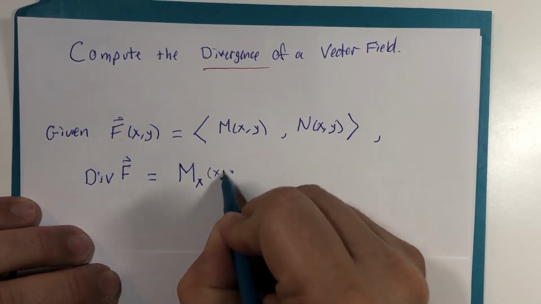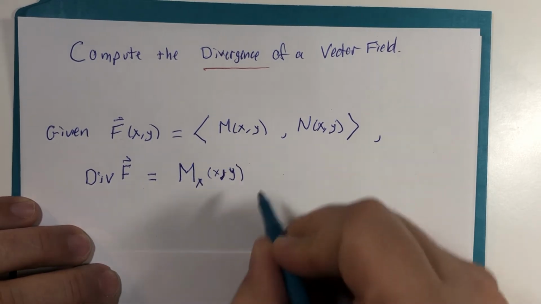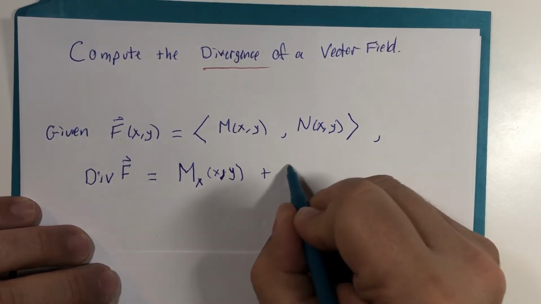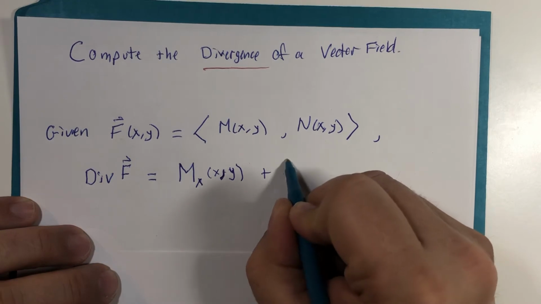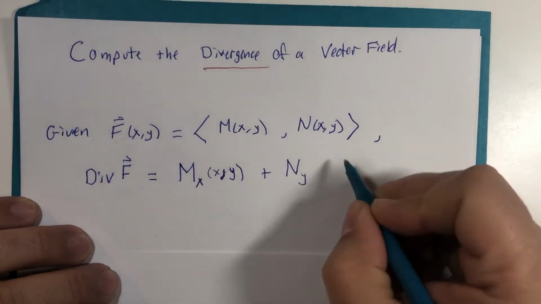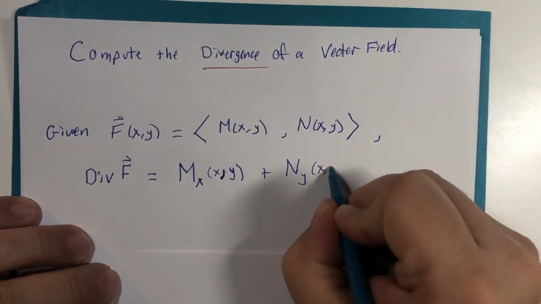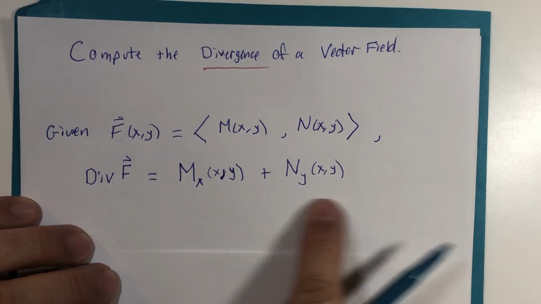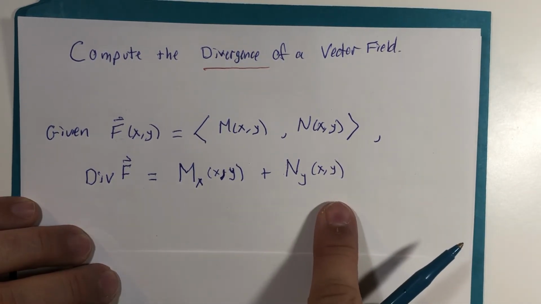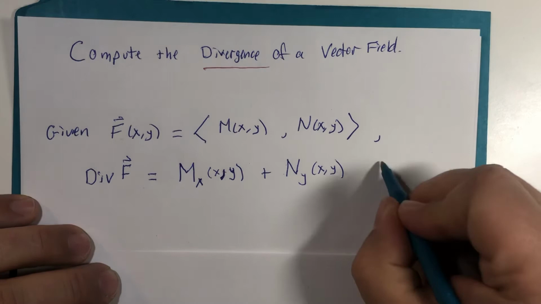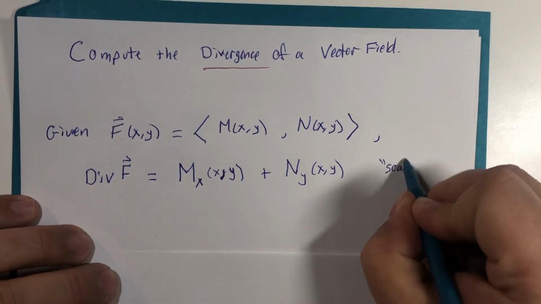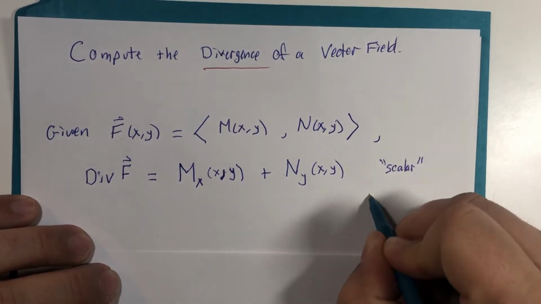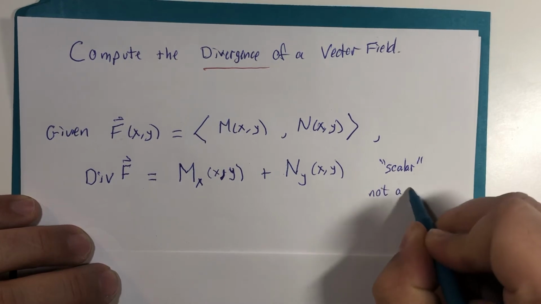Oops, that should be a comma. That's the worst comma ever. Plus the partial derivative of the y component with respect to y. And algebraically, you add these two together and you're going to get yourself a scalar value. Let me just put a little note here. It's no longer a vector. Not a vector.